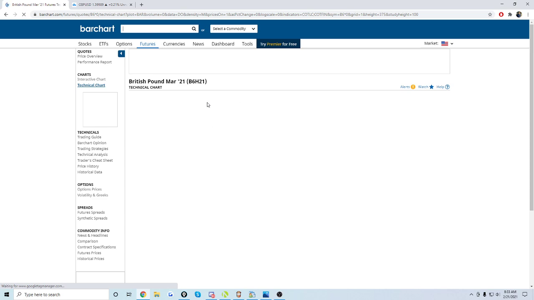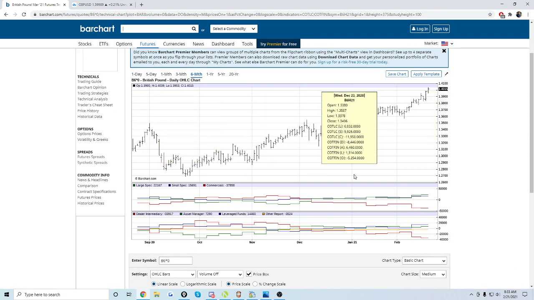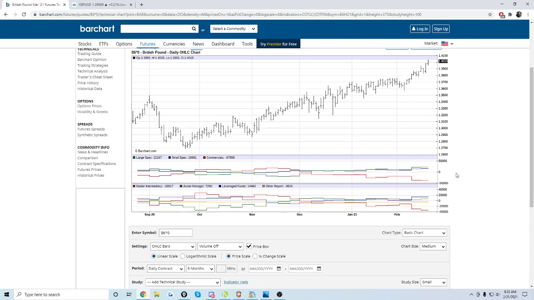I think this is still hooked to the wrong one. I hooked this to bar charts instead of the other website that I like. But either way, we can still look at the idea. So you can see that for the pound, the large speculators in green and the small speculators are both kind of moving higher, right? They're buying into this uptrend.